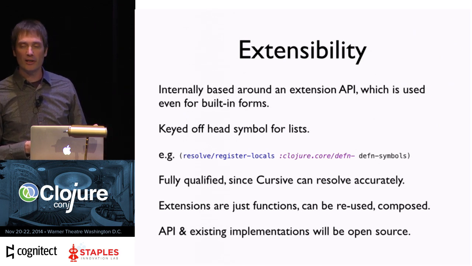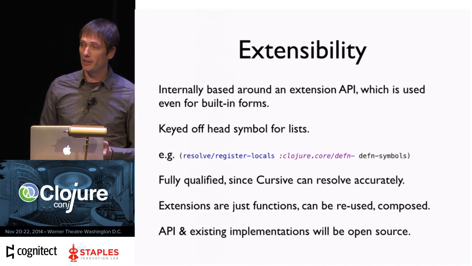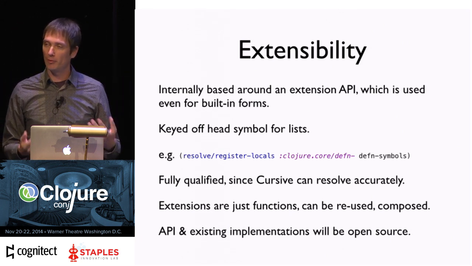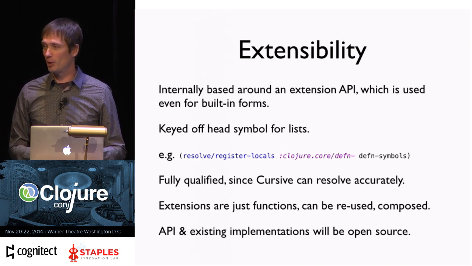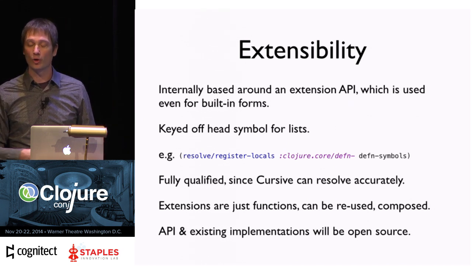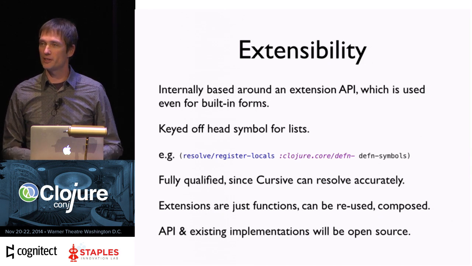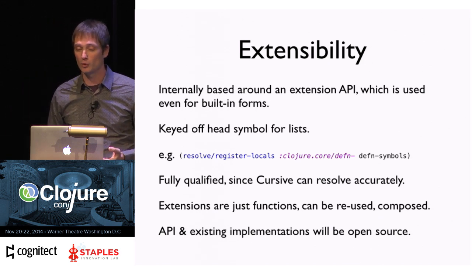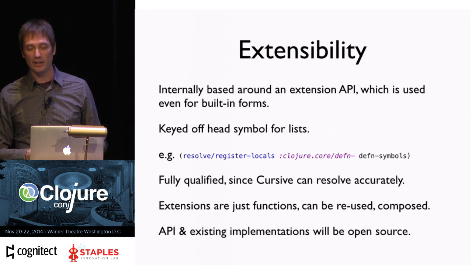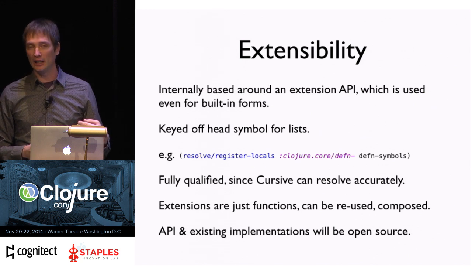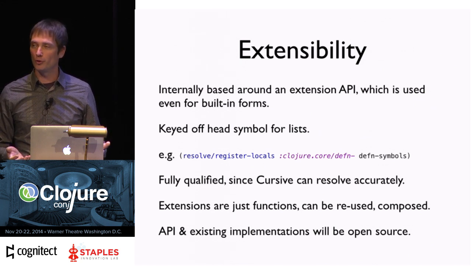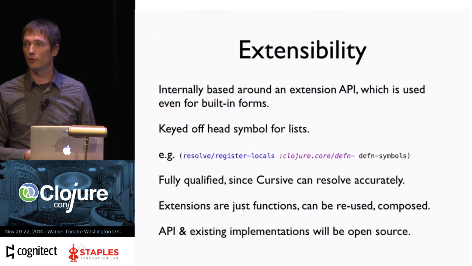So these extensions are just functions. They can be reused, they can be composed. And so this API will be opened up, and all the existing implementations will be open source as well, so that people will be able to add support to Cursive for the libraries they use, the libraries they develop. Or if you have internal macro systems at your work, you'll be able to add support for those as well. And my hope is that by using simple functions, it'll actually be relatively trivial to add support for new forms that look similar to existing forms in the language.